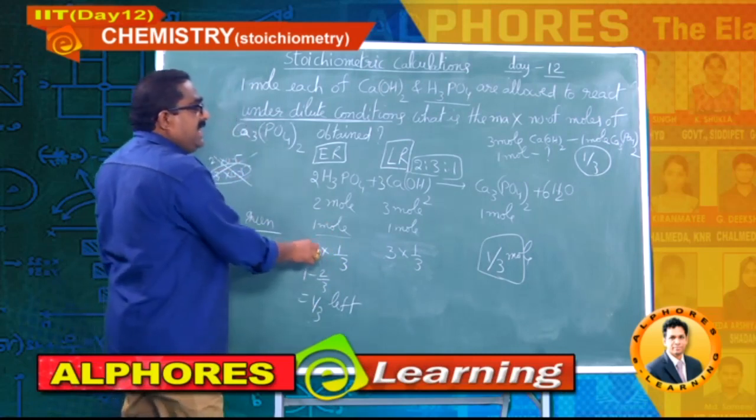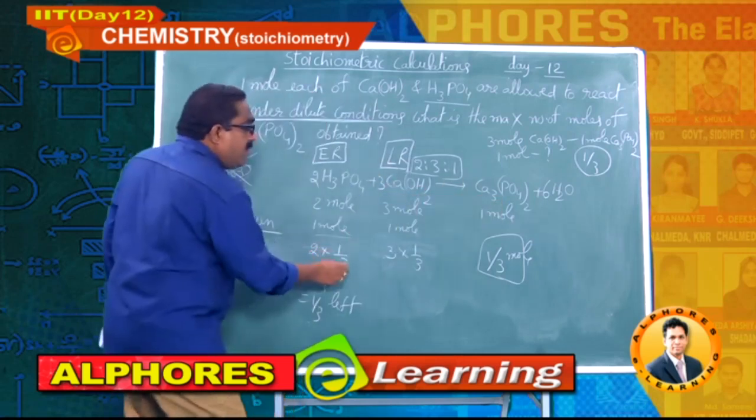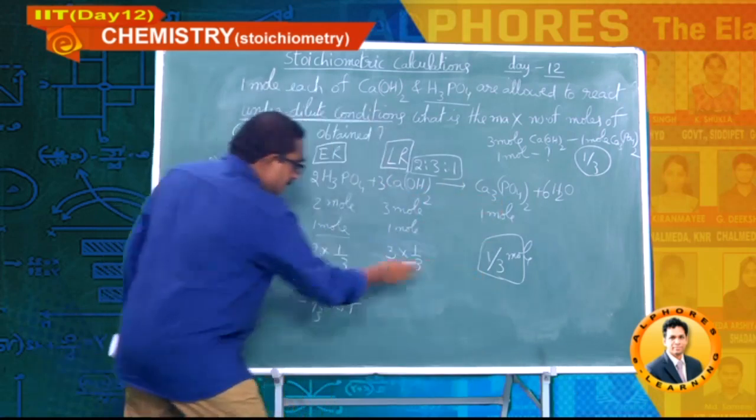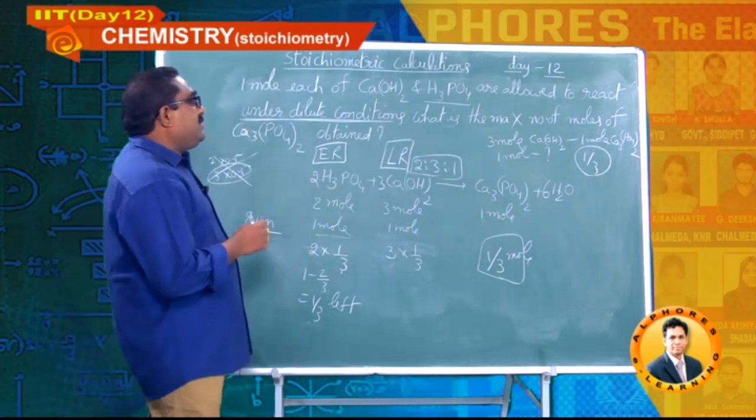So this is the excess reagent. This is the limiting reagent. 2 is to 3 is to 1, that is 2 into 1 by 3, 3 into 1 by 3, 1 by 3. So the ratio does not change. Please note down this, students.